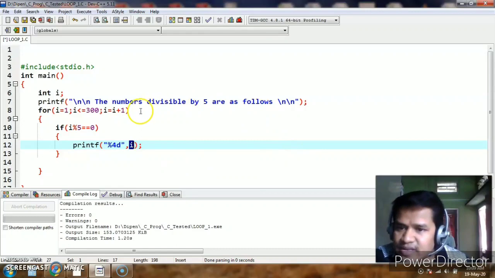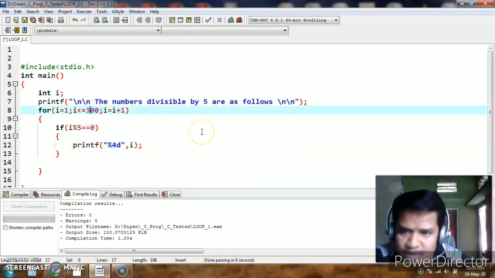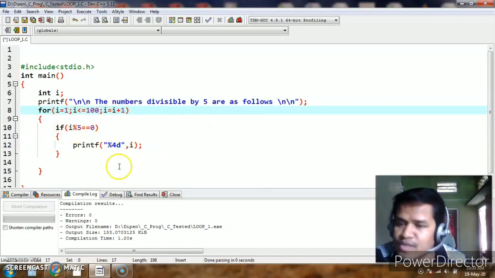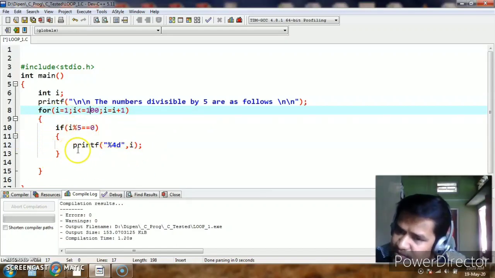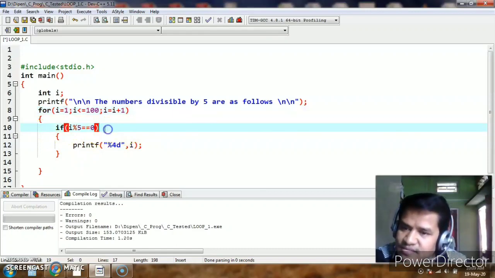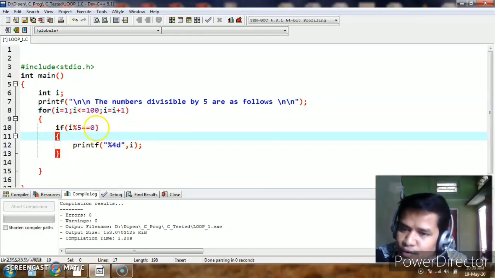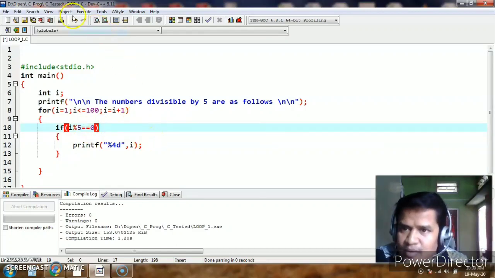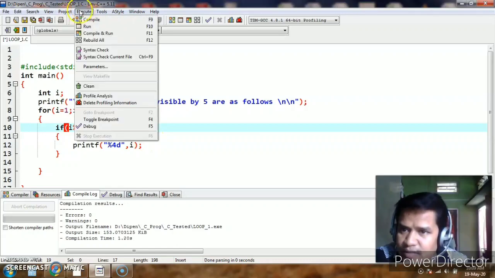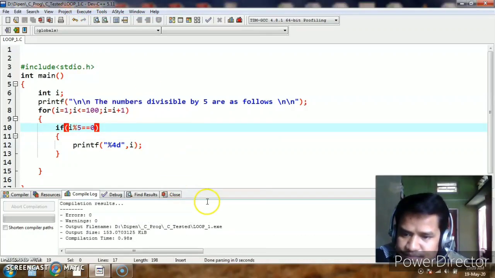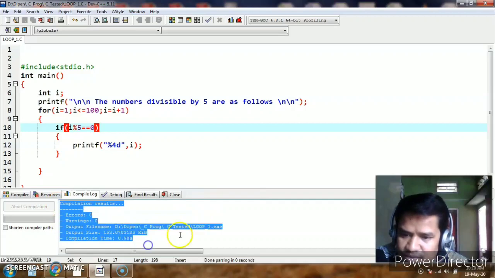So up to 300. The limit is given here as 300. Let me make it a bit smaller. Let us say the limit is 100. We are moving 100 times, we are testing 100 times. We are failing 4 times, then passing the next time, then again failing 4 times. So let me compile it again. Similarly, this compilation result comes with a success.